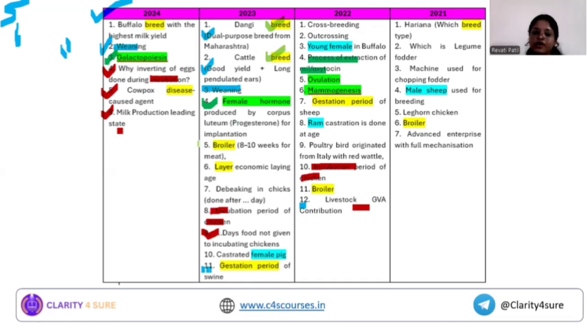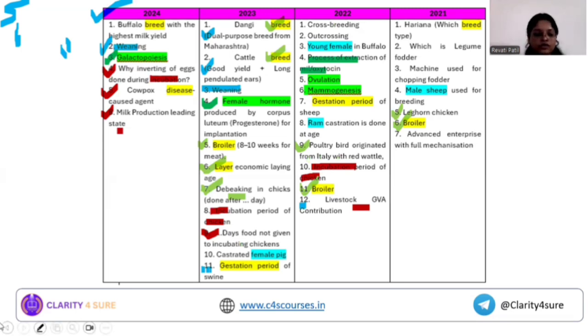Then this year, again the poultry, as I said, NABARD loves to ask questions on poultry. Here you can notice the broiler is repeated every year in these three PYQs, the 2021, 2023, and even 2022. So yes, broiler, then layer, then debeaking is again related to poultry. The incubation period is again related to poultry. This again is related to poultry. Then poultry bird originated from Italy with red. Again, two features are given and they are asking to identify which exotic breed they are talking about. Then again this Leghorn chicken, this is again an exotic breed. So likewise, poultry is also an important part of the syllabus.